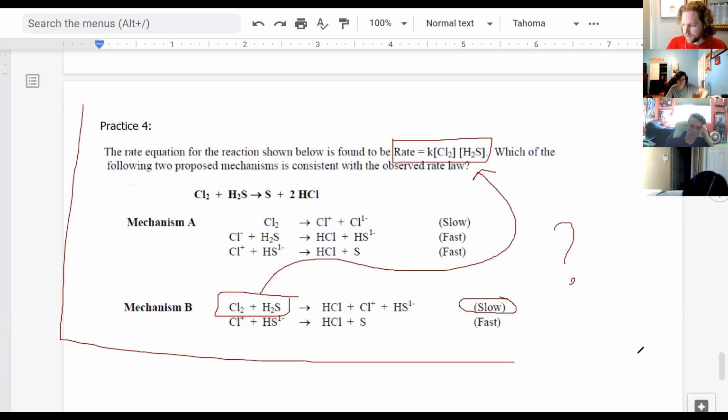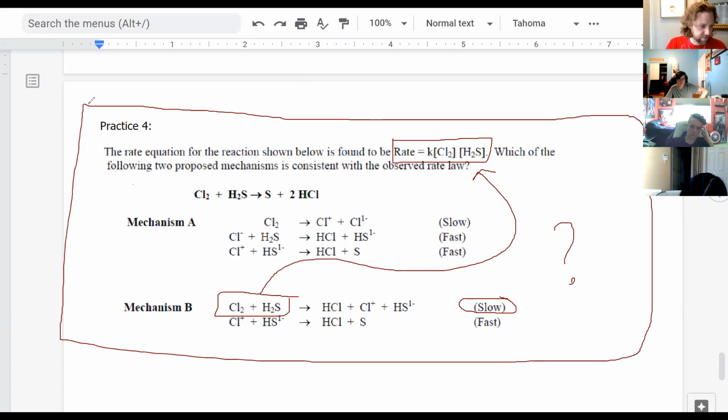These are some sample questions you might get on the AP test. It gives you a rate law. You have 4 of these, and you just choose the one that correctly has the reactants of the slow step as in the rate law.